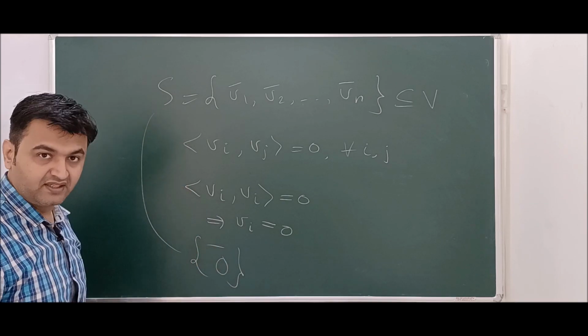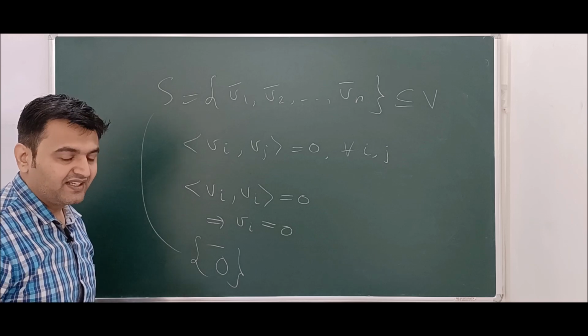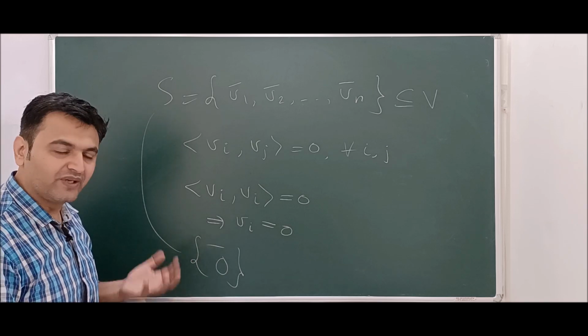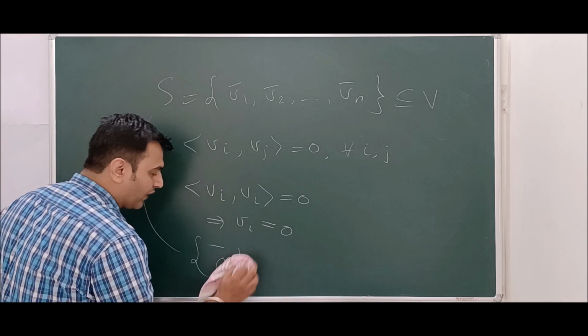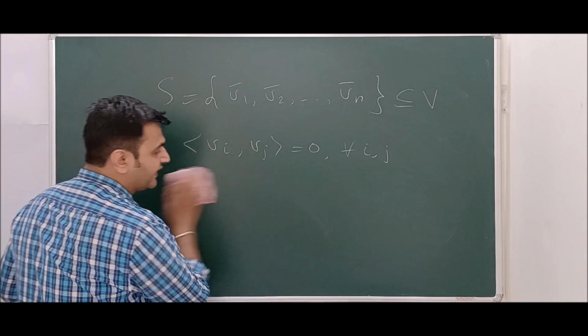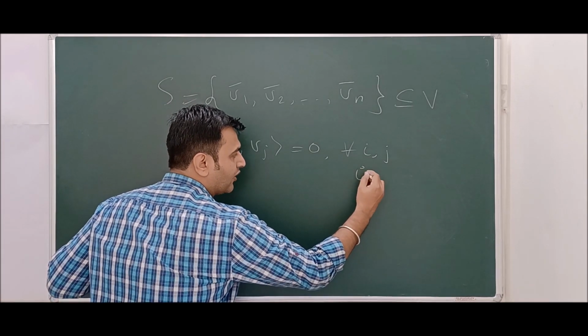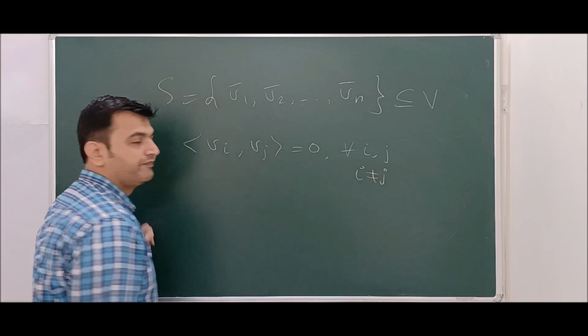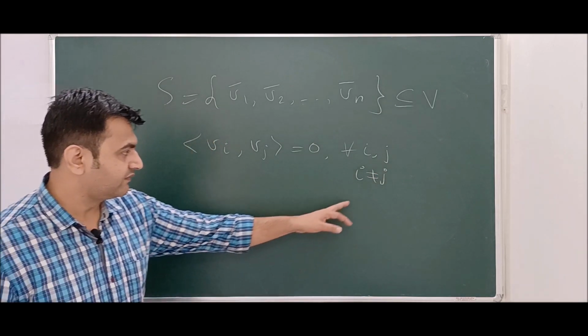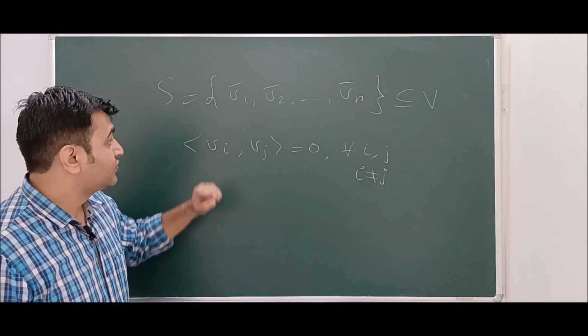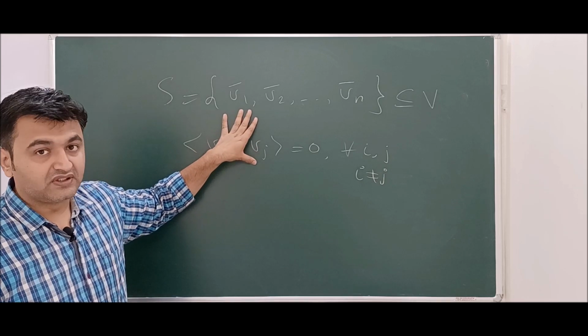It's a singleton set which is a 0 set. Okay, and it's no fun to play with the 0 set. We should have something non-zero, right? So to have non-zero, we write this should be 0 for all i not equal to j. Okay, that's the only reason we take distinct. So we call S to be the orthogonal set.